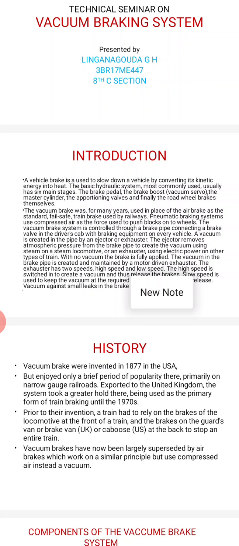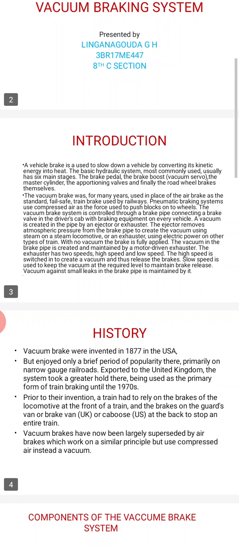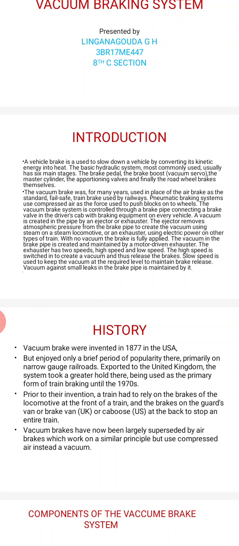The vacuum in the brake pipe is created and maintained by a motor driven exhauster. The exhauster has two speeds, high speed and low speed. The high speed is switched in to create a vacuum and thus release the brakes. The slow speed is used to keep the vacuum at the required level to maintain the brake release, against the small leaks in the brake pipe.